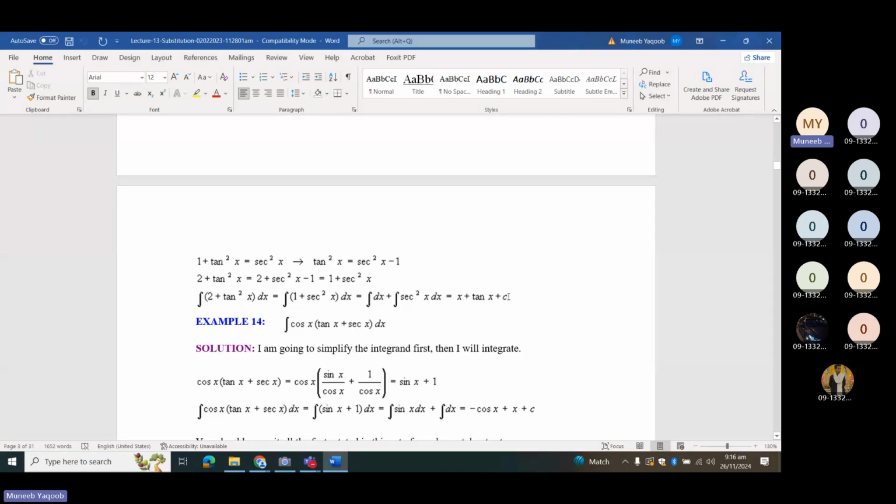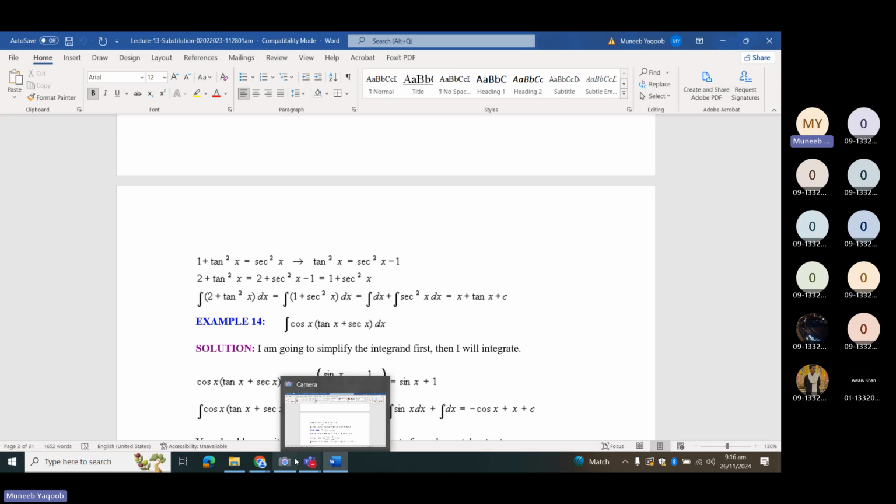So now coming to another example, which is basically the integral of cos x times tan x plus secant x. Okay, so how we will solve it? Again, we write this question. The integral of cos x times tan x plus secant x dx.